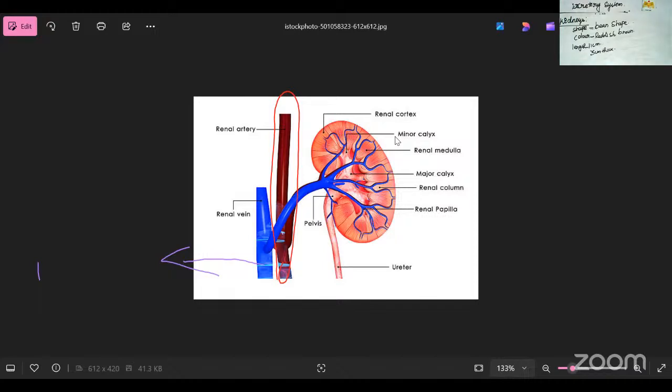kidney. The nephron is the main unit of the excretory system. They only do the action of excretion. They filter the waste products, which means different kinds of minerals also. The different kinds of minerals are filtered with the help of the nephron only.